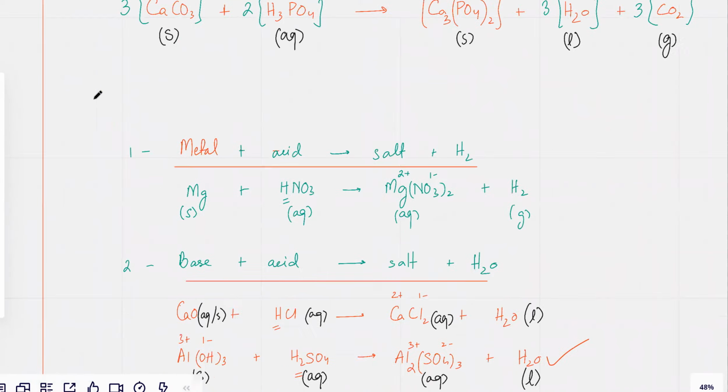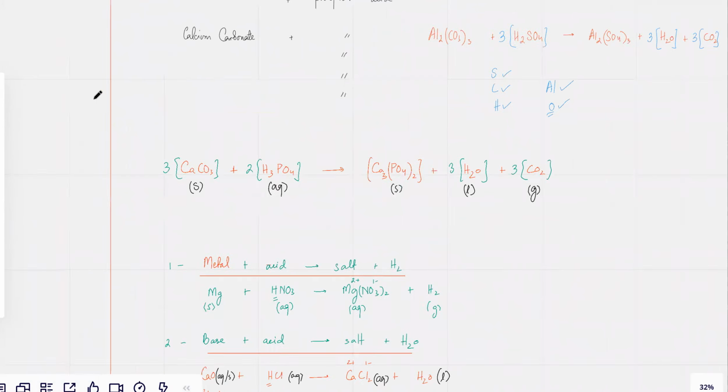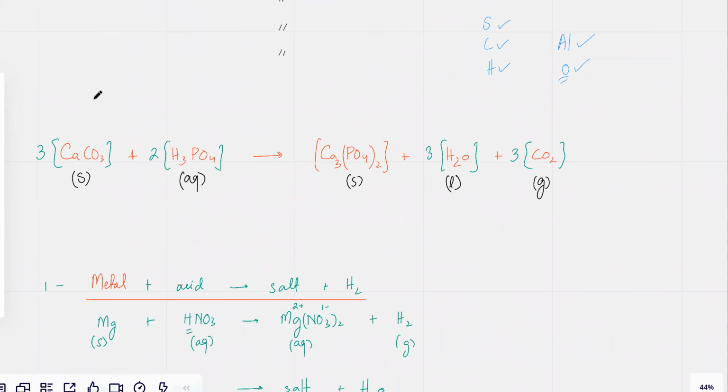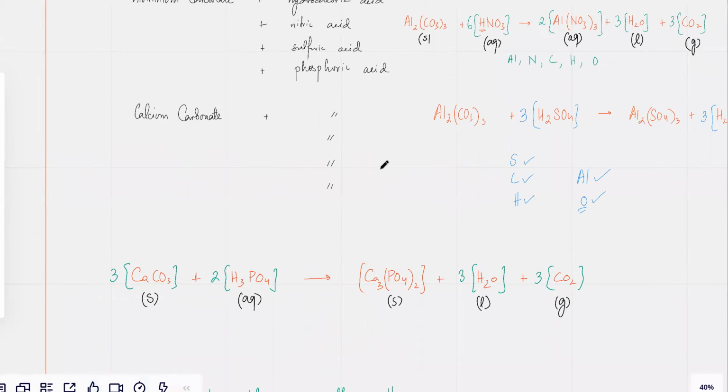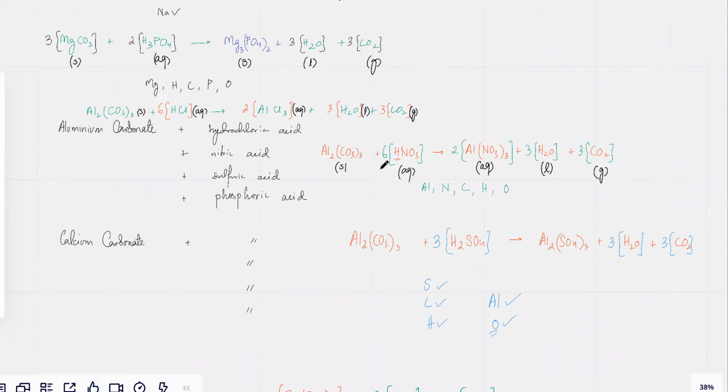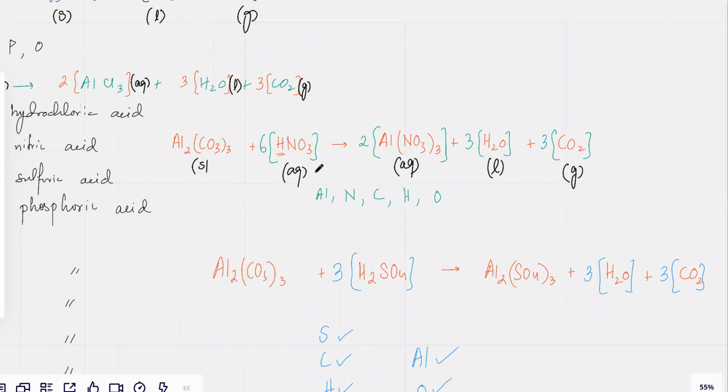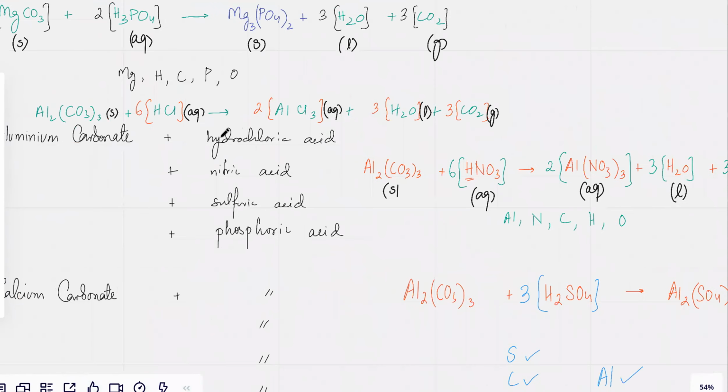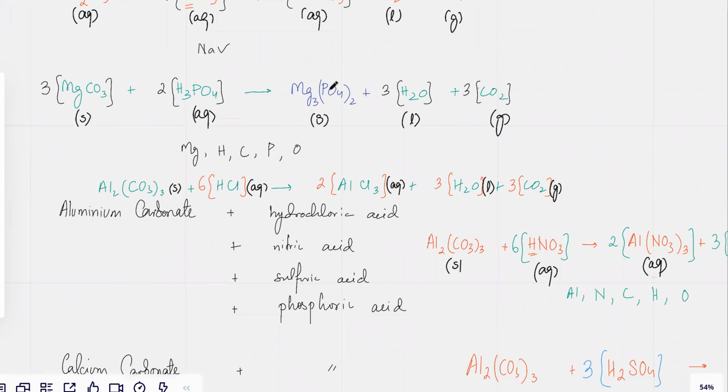What else did we do? Anyone? Again, this one you can't use the excess method. So for this, you can use the excess method. It's a soluble salt, insoluble reactant. For this one as well, you can use the excess method. It's a soluble salt from an insoluble reactant. And this one as well, soluble salt. It's an insoluble salt, so you can't use the excess method.